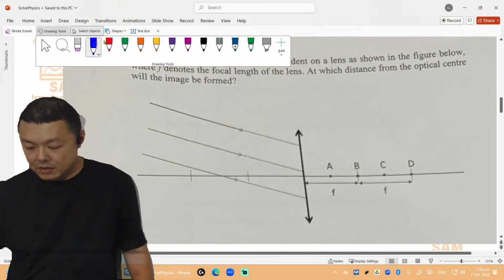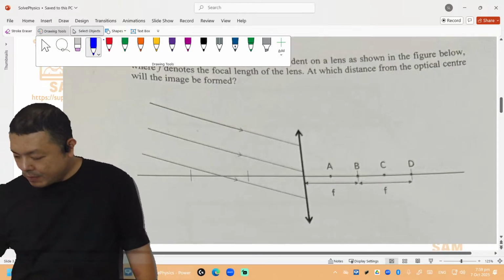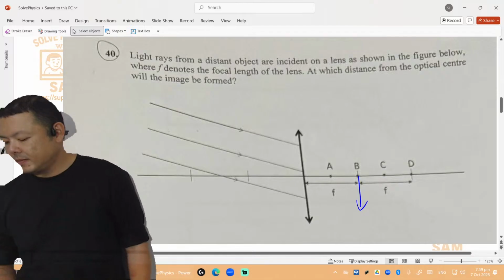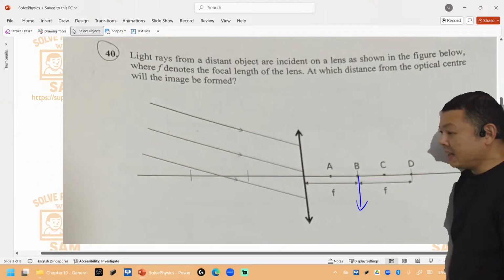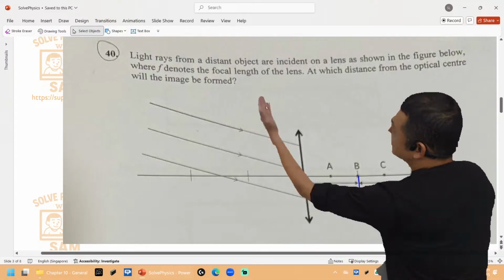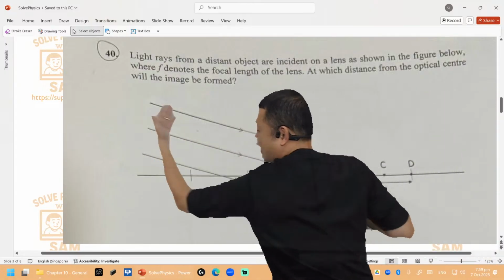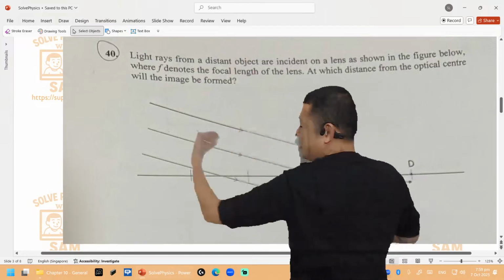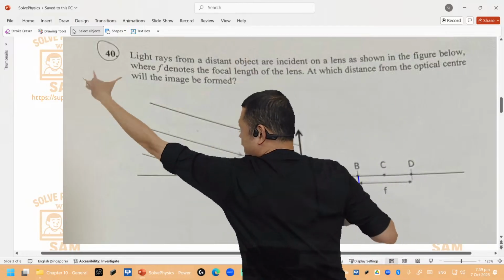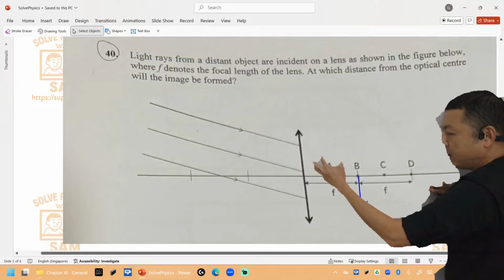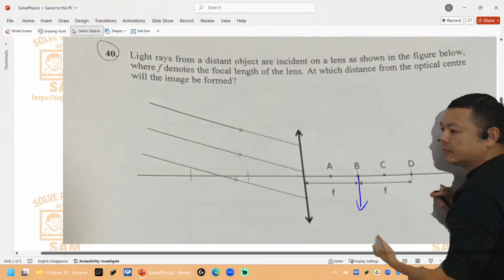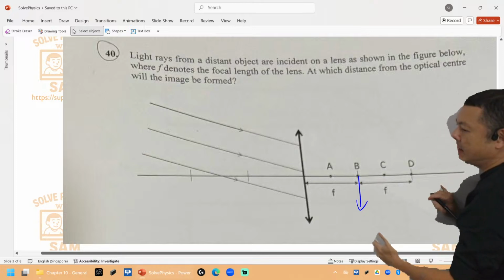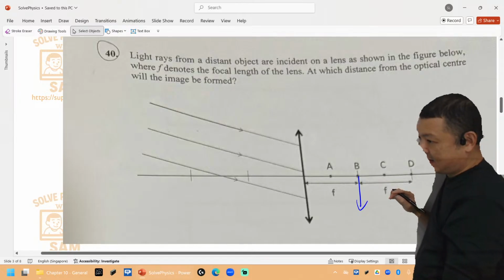The image will be here. Do you see that these light rays are coming from a distant object? Light rays from infinity will form an image at F on the focal plane. That was the last part of my note, my lesson on light lenses.